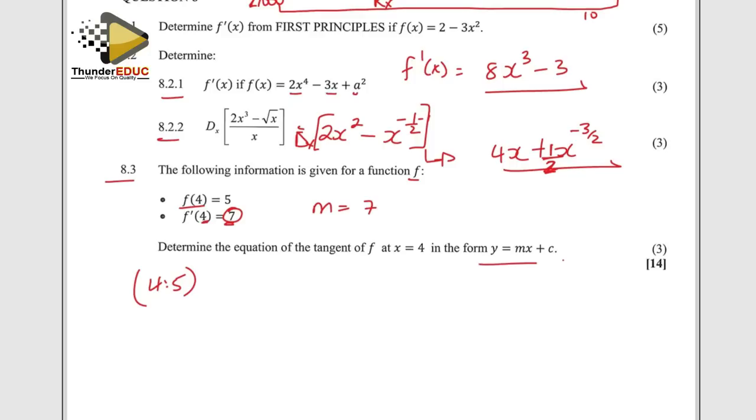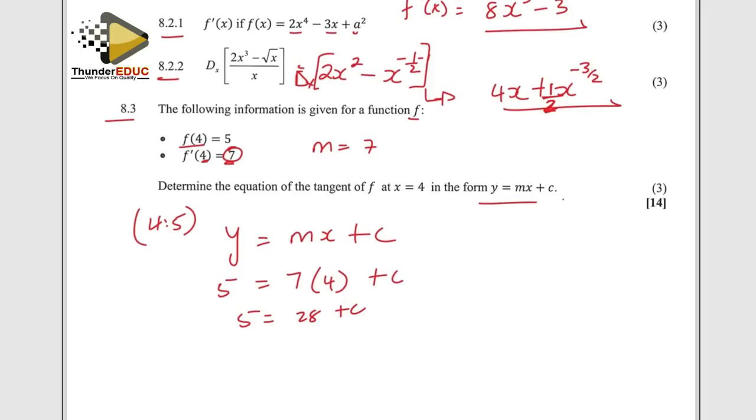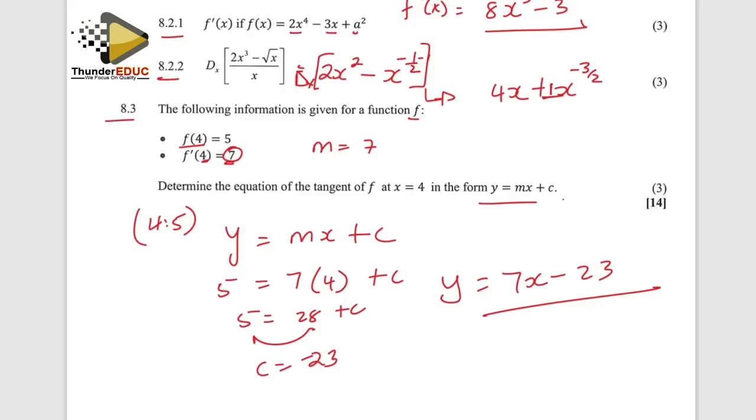Now they want us to get the equation of the line. So we know that y is equal to mx plus c. So that is 5 is equal to 7 into 4 plus c. 5 is 28 plus c. Okay, we move the 28 that side. What is 5 minus 28? I'm getting negative 23. So c is negative 23. So which means the equation in this case is going to be 7x minus 23. All right, so guys, that is question number 8. Let me just fix this. It's a half, guys. No?